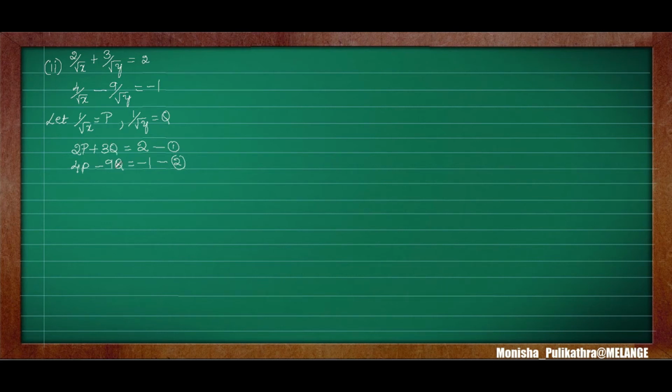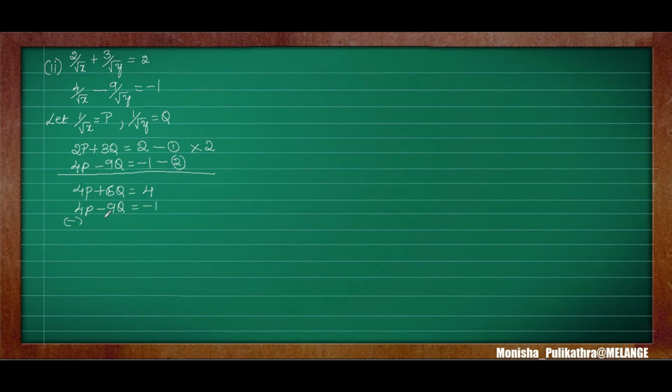Here again the terms are not similar. We have to make either p or q similar to each other so that we can cancel it. Okay. So for the first equation I will be multiplying it with 2. Since 2 twos are 4, one term will become equal. Okay. So 2 twos are 4p plus 2 threes are 6q is equal to 2 twos are 4. Write the second equation as it is.